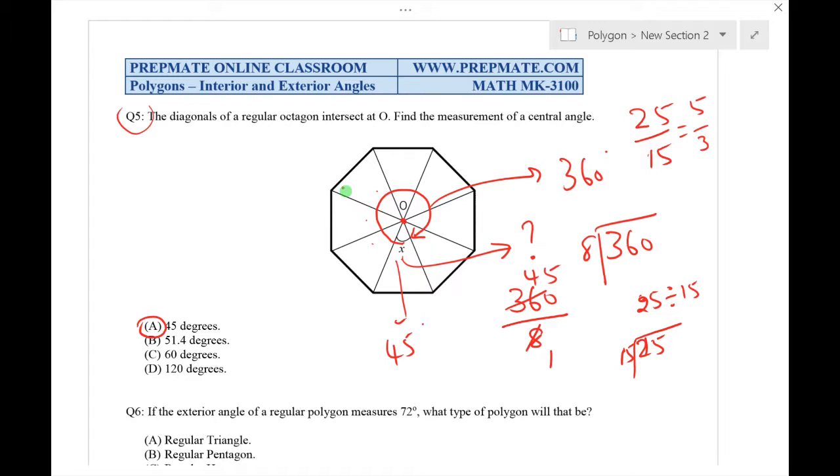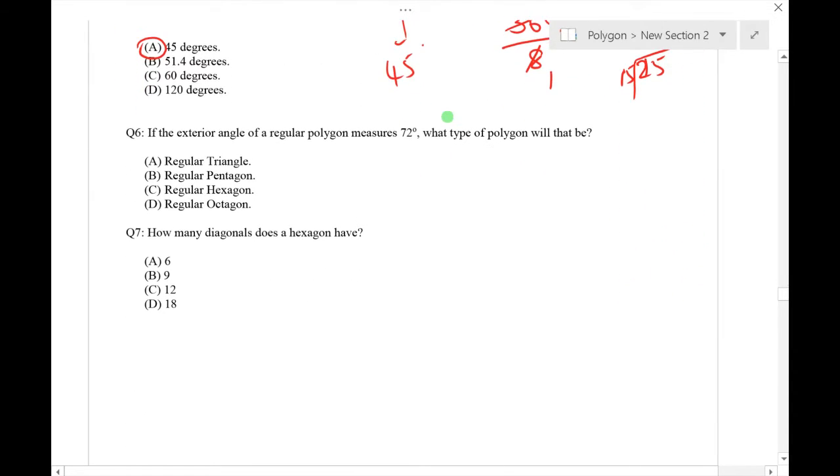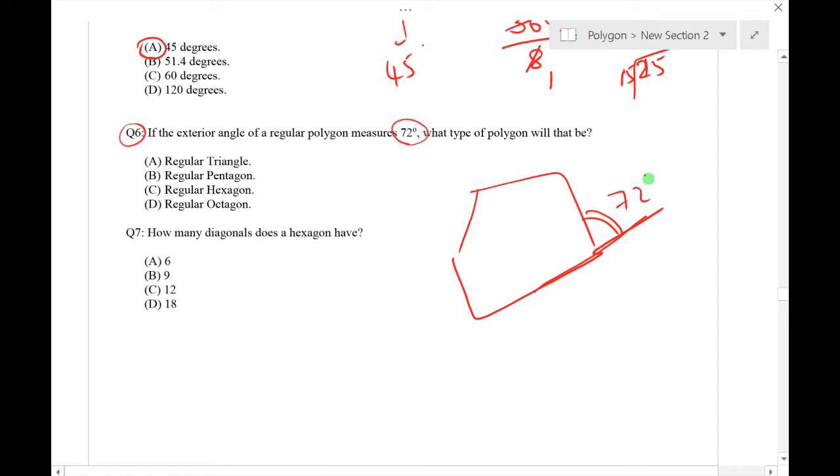So we are going to be discussing how to find out angles in another class one of these days, okay? So we'll move on to the next question, which is question number 6, as you can see here. Question 6 is, if the exterior angle of a regular polygon measures 72 degrees. So that means that there is some kind of polygon and the exterior angle, when you extend one side, measures 72 degrees. What type of polygon will that be?